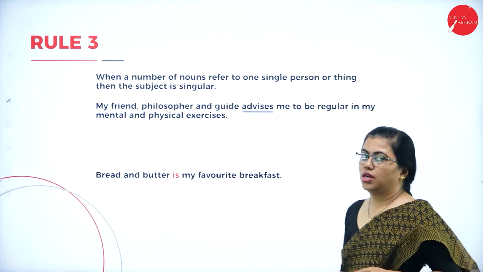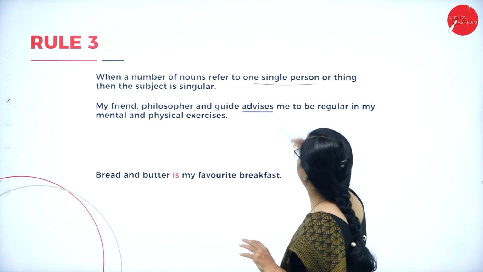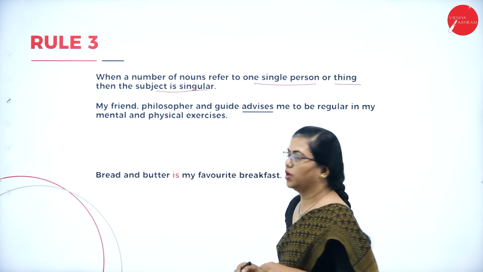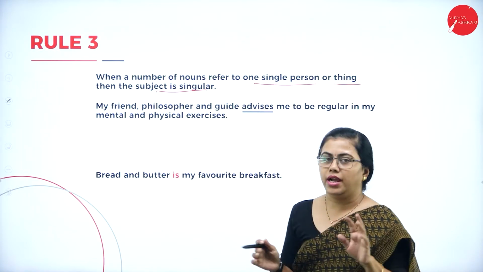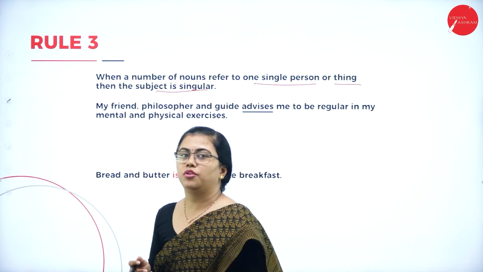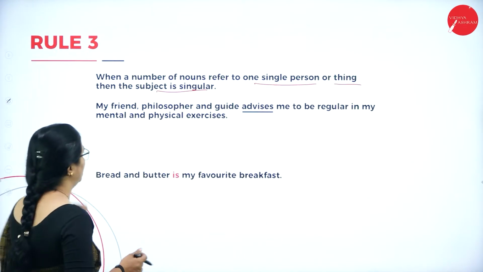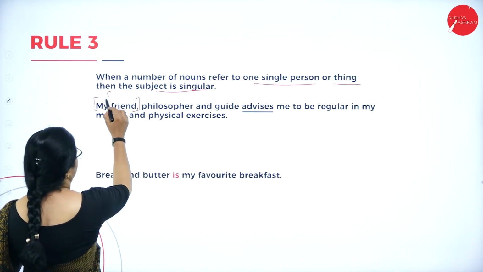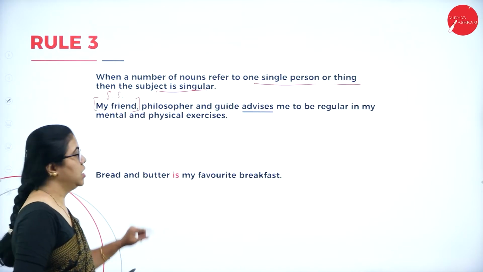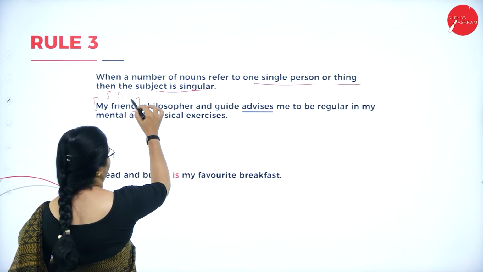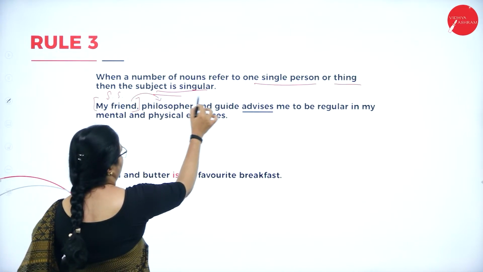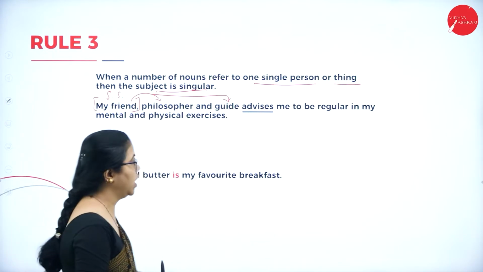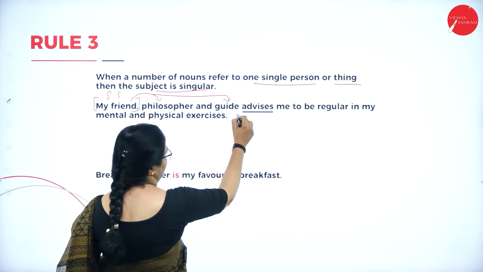Whenever the noun, okay, that refers to one single person, or a thing also possible, then the subject is singular. Okay, I didn't understand by reading the definition. So you have to consider what I am referring to. What am I talking about? So here you can see, I am talking about my friend, which is a singular subject. So here the friend has two roles to play. My friend is a philosopher and he is also a guide. He is not only a philosopher but also a guide. So my friend, philosopher and guide advises me.